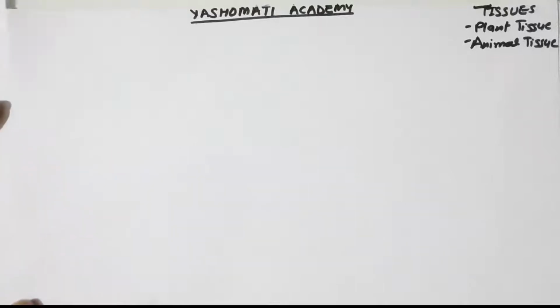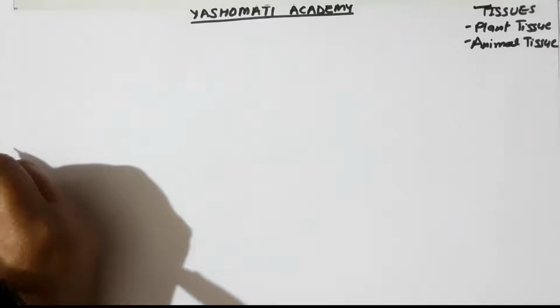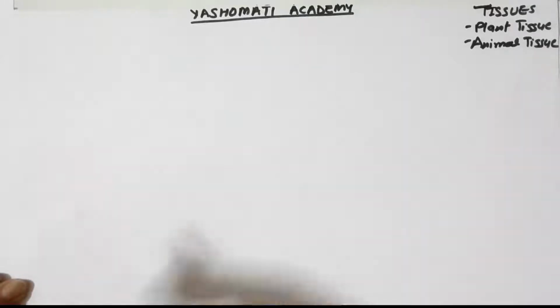Plant tissues are those which are found in plants, and tissues means a group of cells which are doing some specific function. Similarly, animal tissues will be those groups of cells which are found in animals, and they are categorically different from plant tissues because we know that a plant cell is different from an animal cell. So that group of cells is also going to be different. So in today's class we are studying animal tissues.